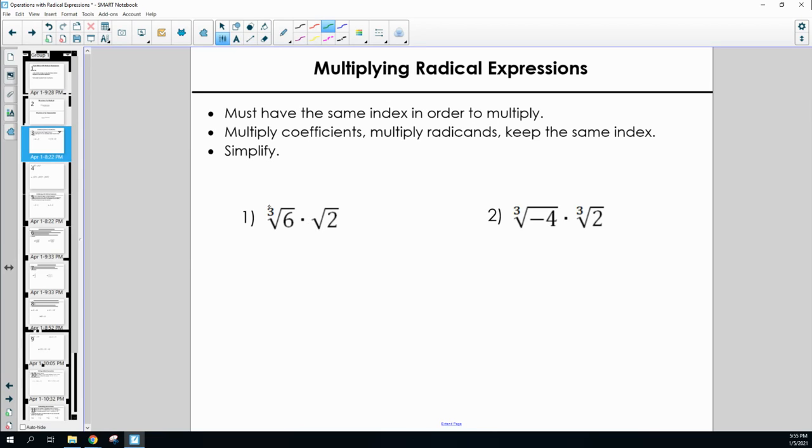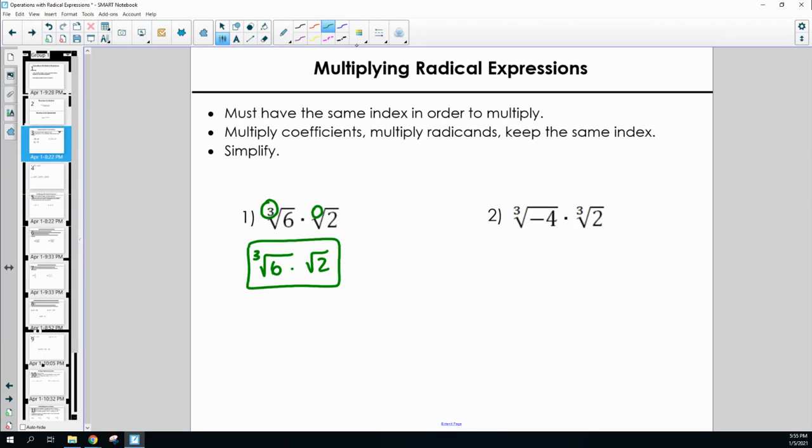of 2. So we can see that we can't actually multiply this together because our indexes are different. This index is a 3, this index is a 2. Since the indexes are different, we can't multiply this. So our answer would just stay cubed root of 6 times square root of 2.